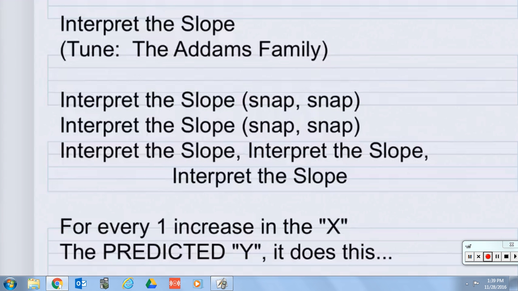Interpret the slope. For every one increase in the x, the predicted y, it does this. Interpret the slope.